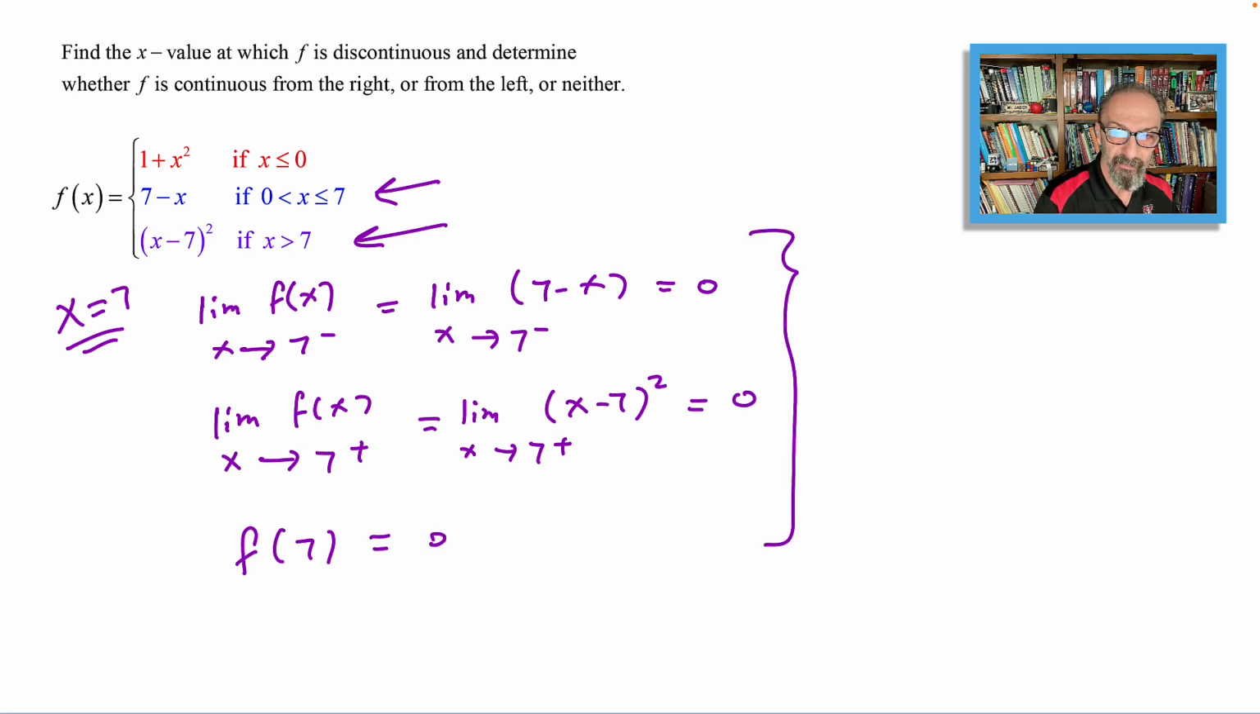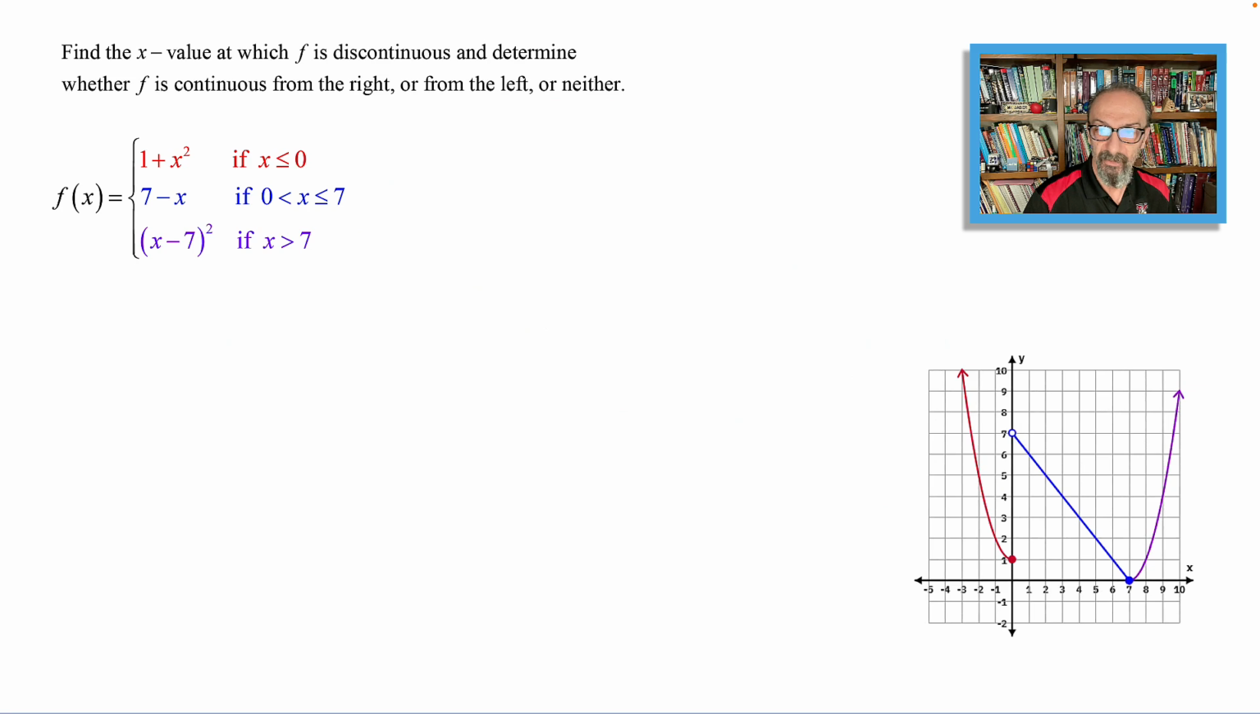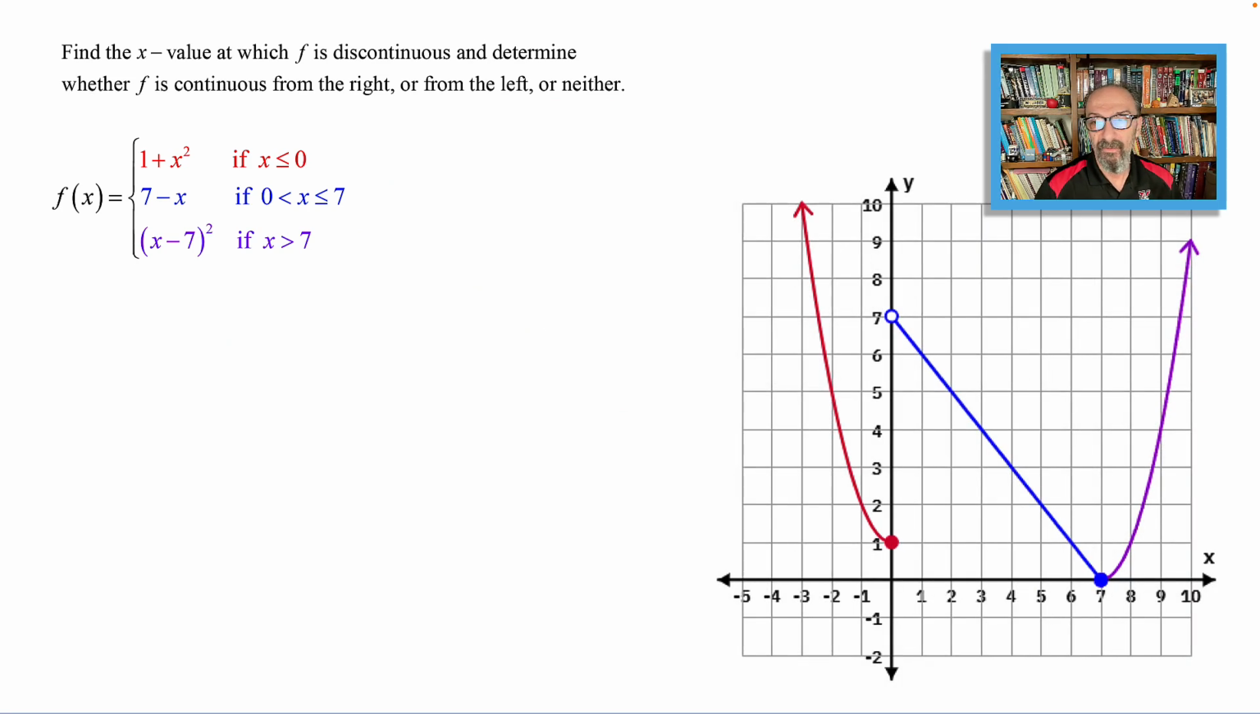Since they all agree, from the left it's 0, from the right it's 0, and at the exact point 7 it is also 0. We say that f is continuous at x equals 7. To summarize that, I have the graph for you, and here we go. So the graph shows that it's continuous at 7.